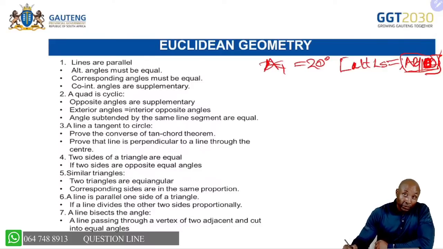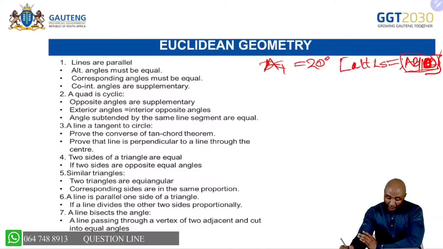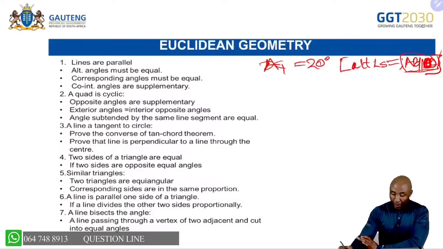Cyclic quad, we know that opposite angles are supplementary. Exterior angle is equal to the opposite interior angle. We should be able to use and write the correct reason. Please, for every statement, there must be a correct reason.